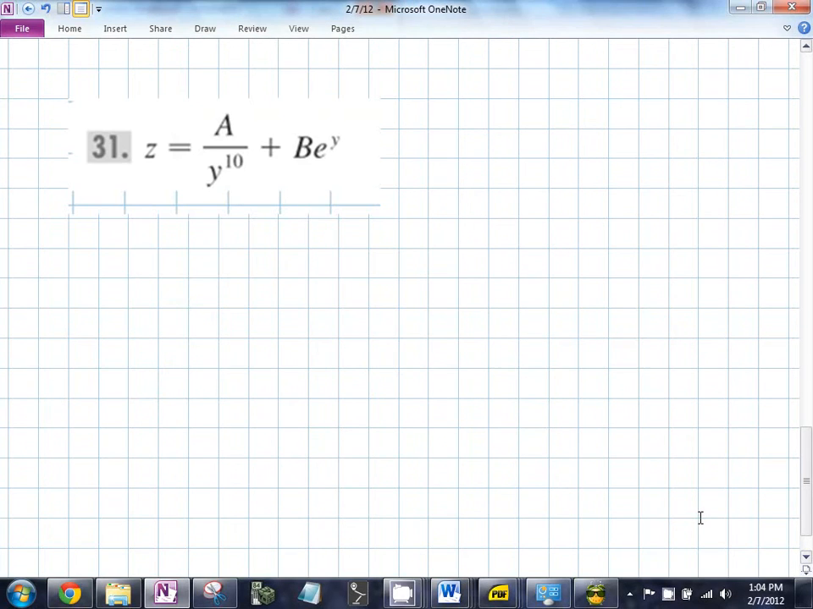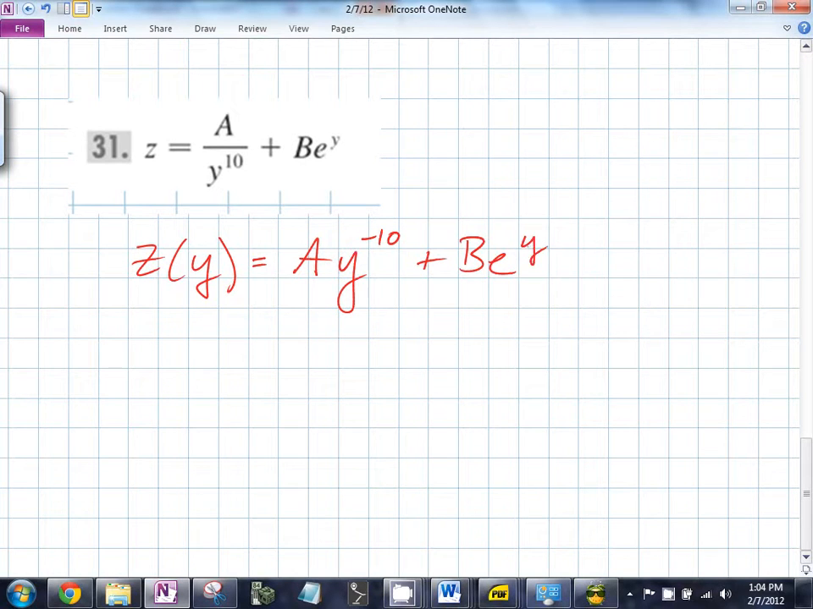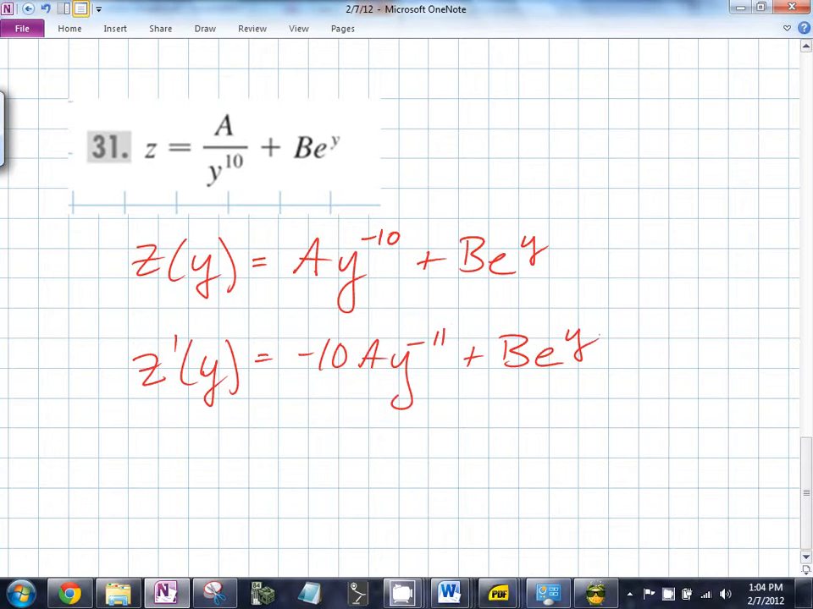Okay, so what's the variable in this one, by the way? Y. This is z in terms of y. So z in terms of y is going to be a times y to the what power? Negative 10 plus b e to the y. So z prime of y is going to be negative 10a y to the negative 11 plus what? b e to the y. What's the derivative of e to the y? e to the y. What does the b do? Nothing. It just sits there.